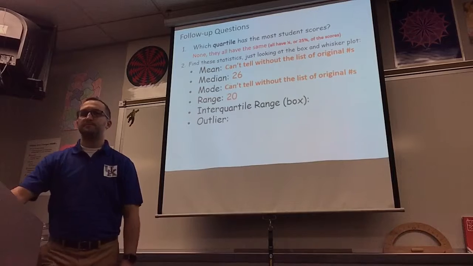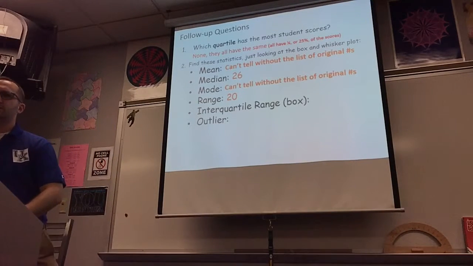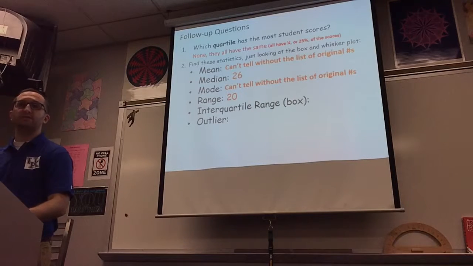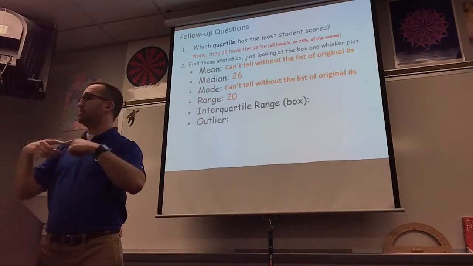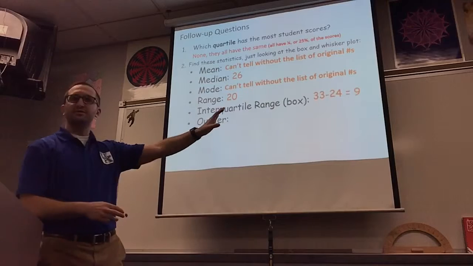What's the range? 20. What's the IQR, the interquartile range? Remember, the IQR is the distance between the quartiles. The interquartile range is on the box, right? What is it? 9. It's 9, right? 33 minus 24 is 9.